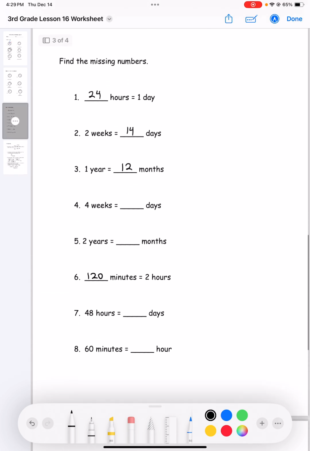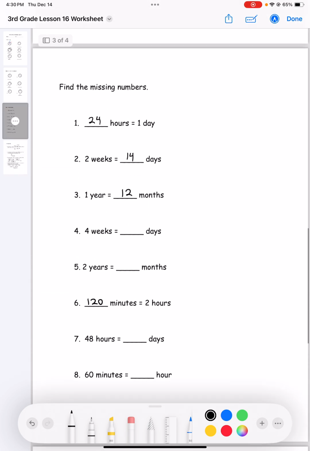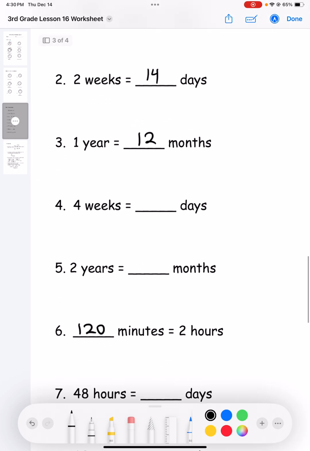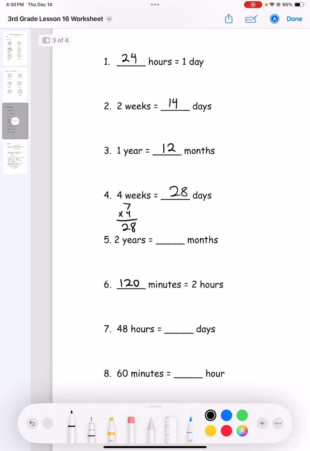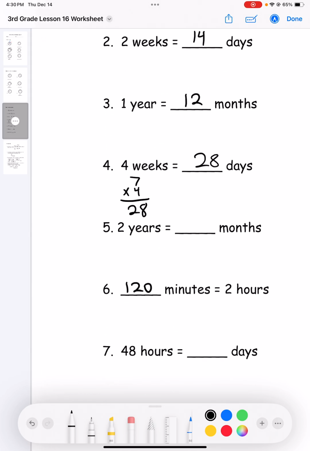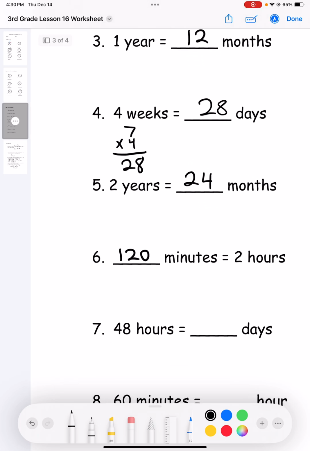Okay, we have a little time left, so we can go back to this one. Let's see. Okay, number 4 maybe. 4 weeks equals how many days? So 7 days in a week times 4. And we will get, can you guess? 28. So 28 days. Okay, 2 years equals how many months? So 12 months in 1 year. So 12 times 2 means 24 months in 2 years.